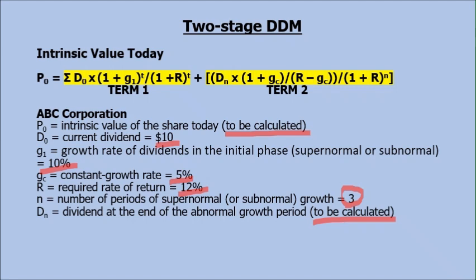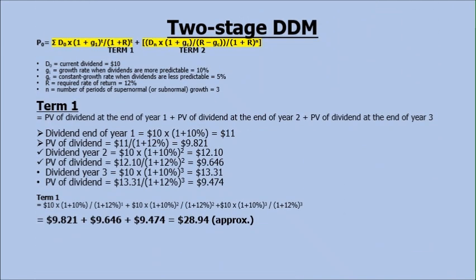So based on the above equation, term 1 is the present value of the dividend at the end of year 1 plus present value of the dividend at the end of year 2 plus present value of the dividend at the end of year 3. Now, dividend at the end of year 1 is $10 into 1 plus 10%, which is $11. And present value of this dividend is equal to $11 divided by 1 plus 12%, which is $9.821.